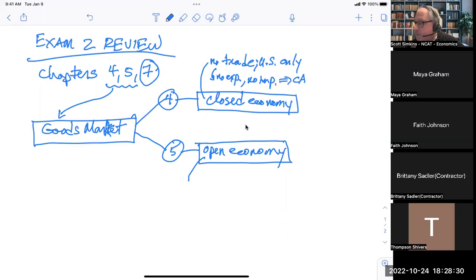What is the current account? Isn't that savings minus investment? It is. That is correct.